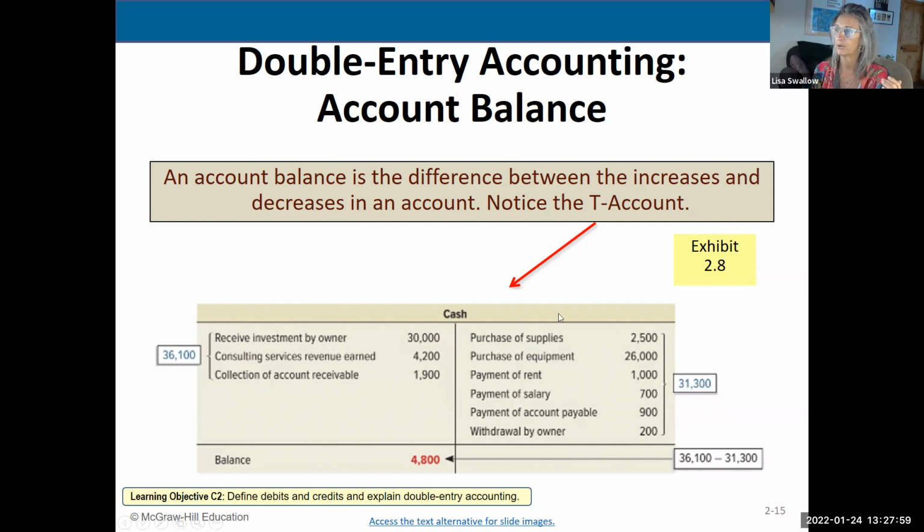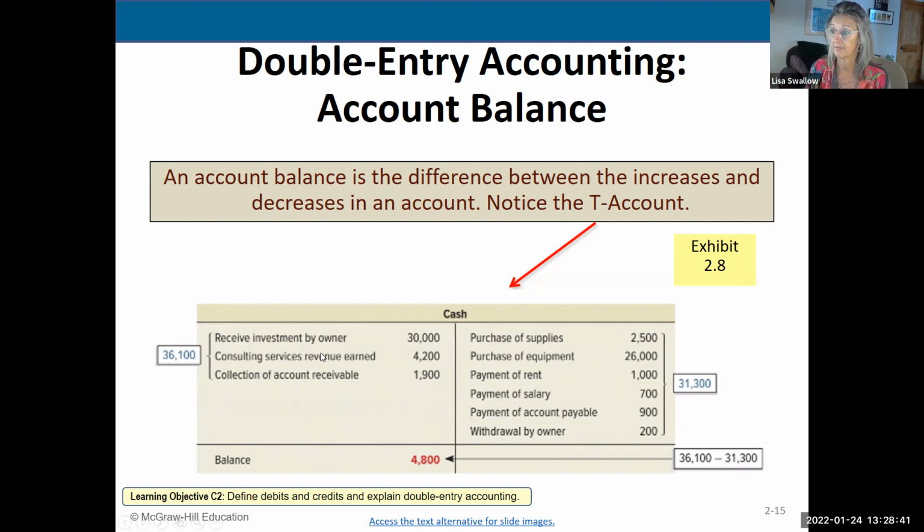Here's my T account. I've written in the name, cash. I know that cash is an asset. So to make it go bigger, I'm going to put my little plus sign here to remind me to make cash get bigger, I debit it, and a minus sign here to make cash go smaller, I credit it. An account balance is the difference between all the increases and decreases in an account. So over the course of this month, I had 3 things that made my cash go up, i.e. debits, right? Remember, debit's the left-hand side, credit's the right.